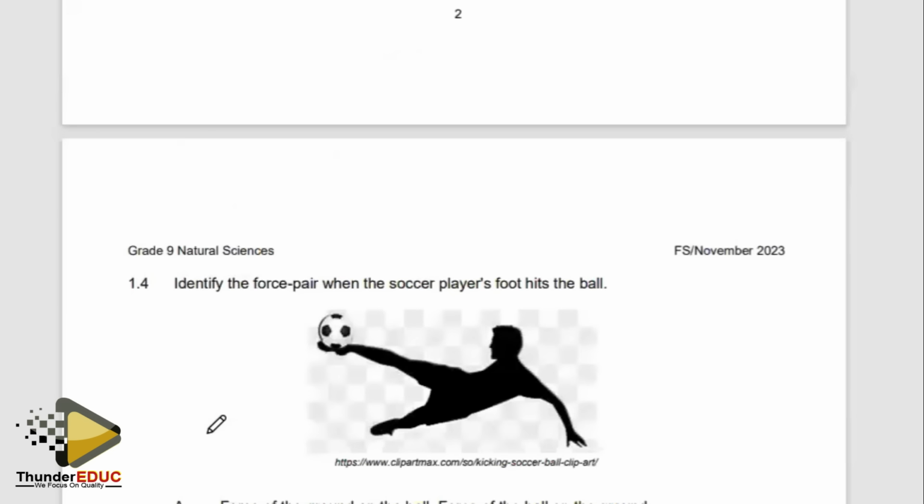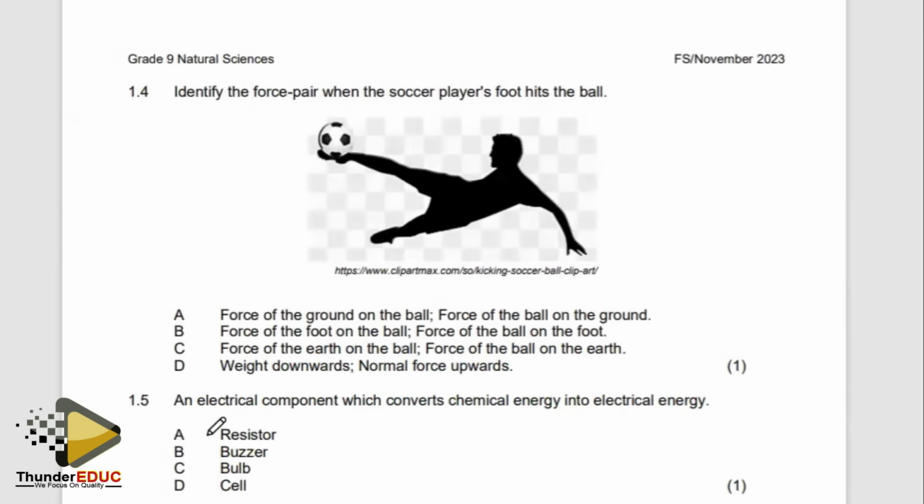That's your 1 mark. We move on to 1.4. Identify the first pair, which means we will need to locate the two pairs: the force pair where the soccer player's foot hits the ball. So we need to understand the force exerted by the ball and the force exerted by the soccer player. A says force of the ground on the ball. There's no ground there, so A is out.